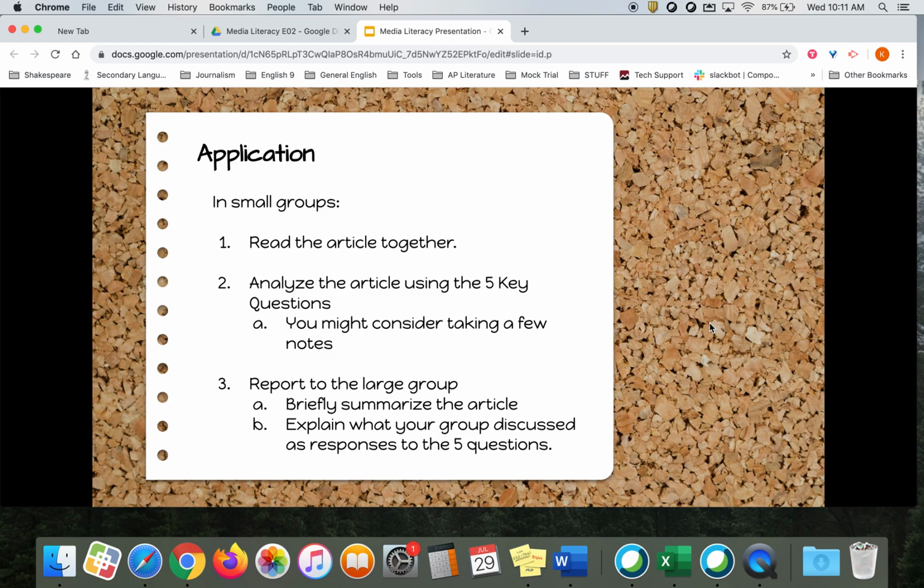I also thought that this would work well as a jigsaw where, again, when we have more fluidity of movement in our classrooms, you maybe have 6 groups and 2 groups each do the same article, and then those groups break into small groups with the other articles and discuss it that way.